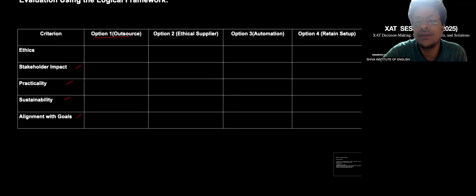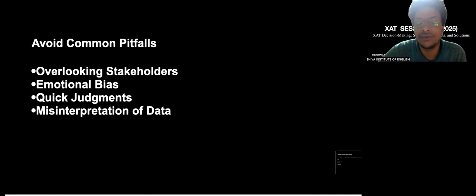Now, if I talk about what generally is considered as pitfalls and how to avoid those common pitfalls. So when we talk about common pitfalls, what are they? The first one is called overlooking stakeholders, right? You must ensure all relevant parties are considered, isn't it? So that is called one of the pitfalls.